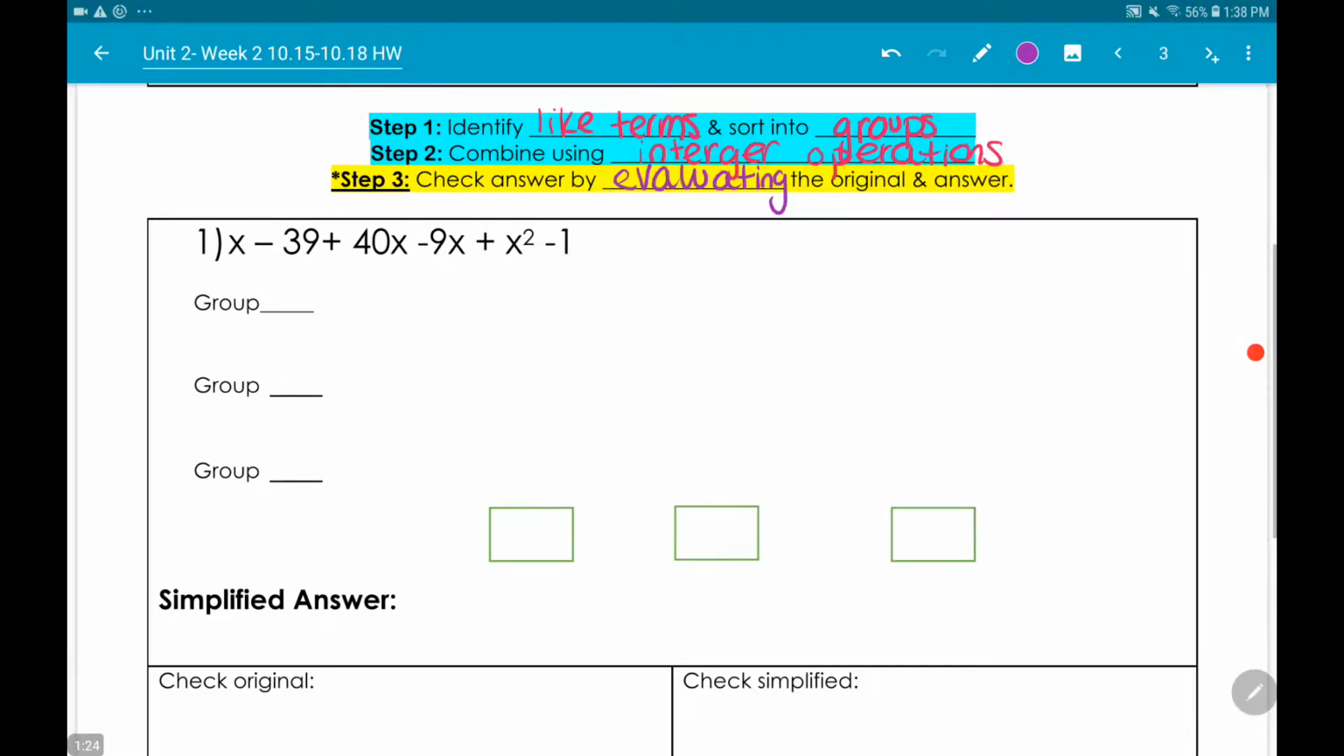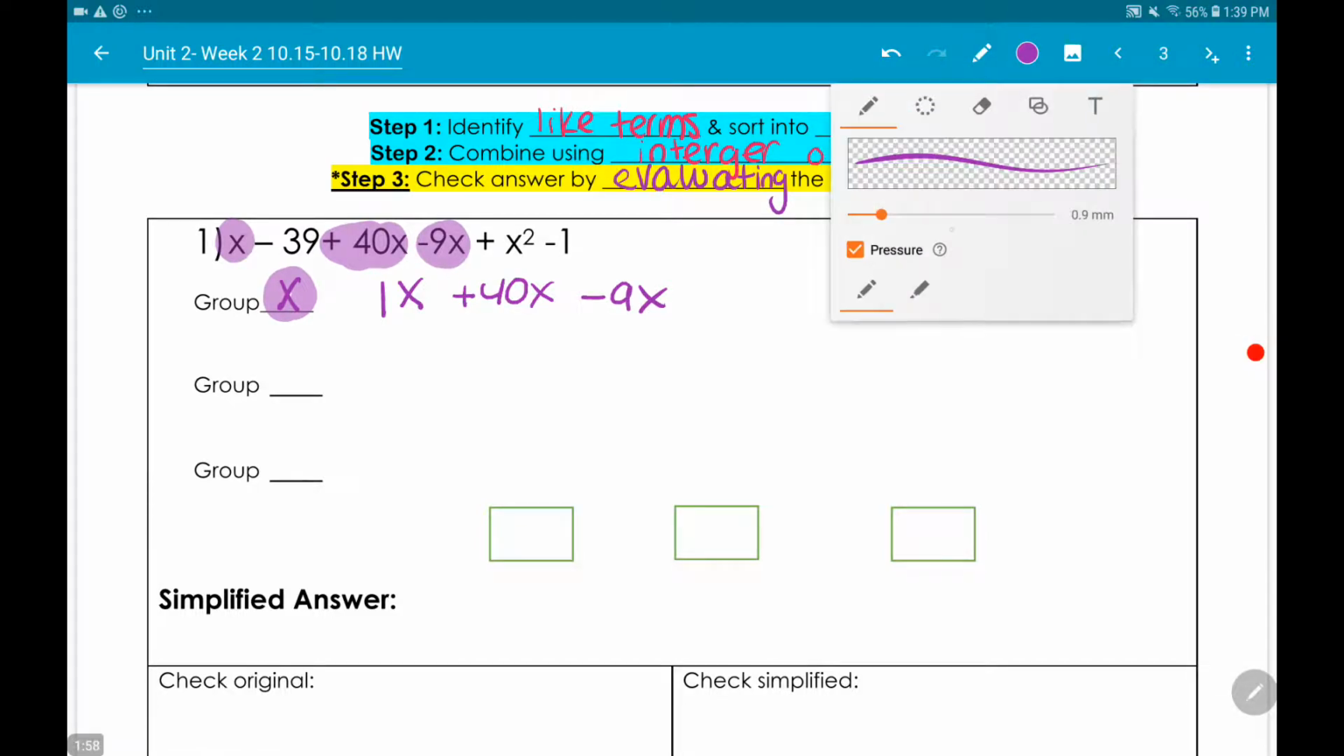Okay, so let's go ahead and identify our groupings. All right, so the first term that I see is an X, so that's what I'm going to identify as my first group. So anything that just has an X. So I see an X here, I see 40X there, and negative 9X. So that's going to be my first group. So X plus 40X minus 9X. And remember, if it's just an X, it has a 1 in front of it.